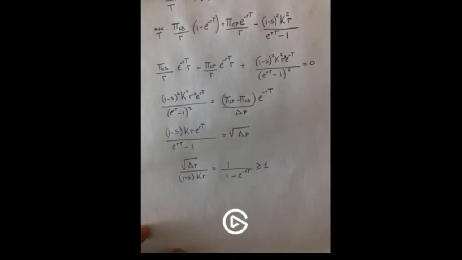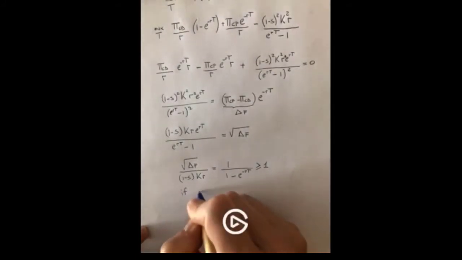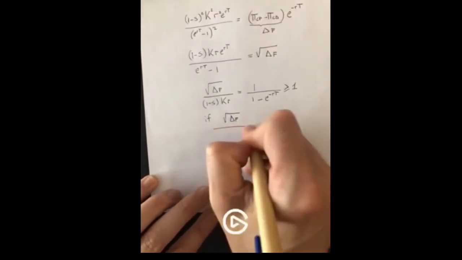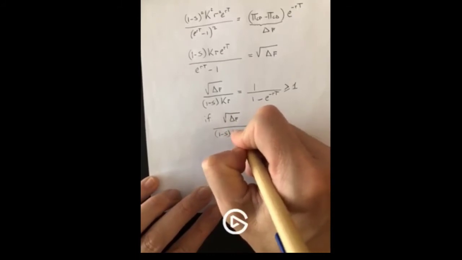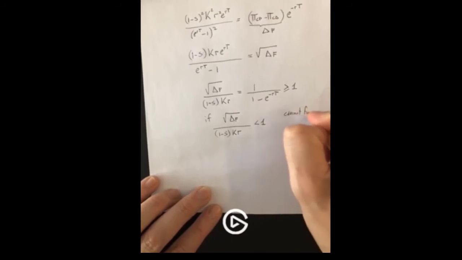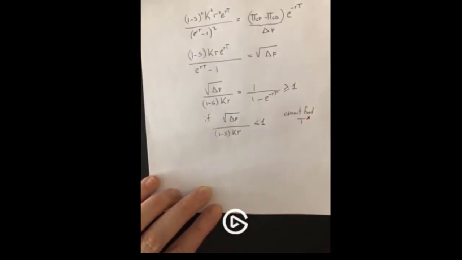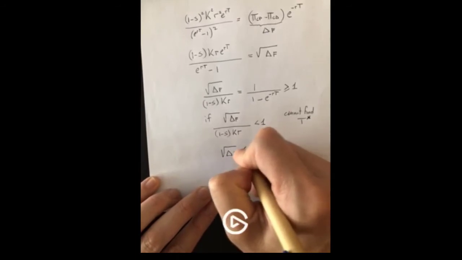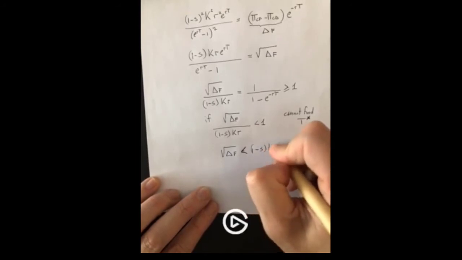This implies that if the square root of delta F divided by 1 minus s capital K R is less than 1, then the condition cannot be satisfied. The condition cannot be satisfied, and an optimal T does not exist. We cannot find a capital T star. And essentially this can be written as the square root of delta F being strictly less than 1 minus s times capital K R.